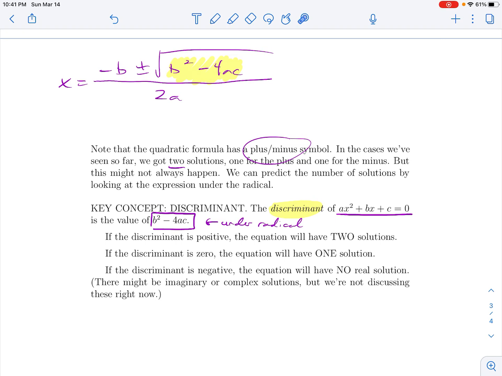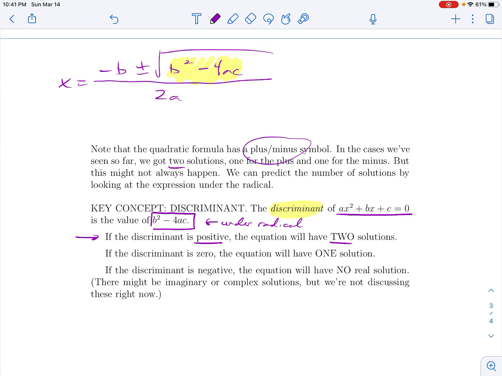So whenever the discriminant is a positive number like we saw before, that would be like, oh, I have the square root of 6. So one answer is plus the square root of 6. One has minus the square root of 6. I get two solutions. So if the discriminant is positive, I get two solutions.